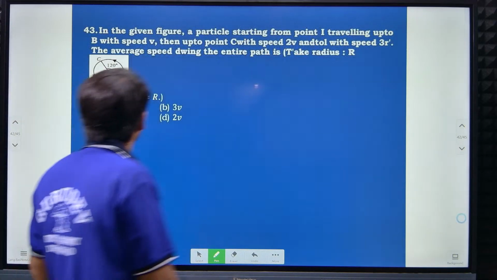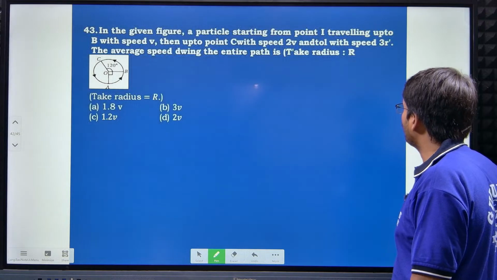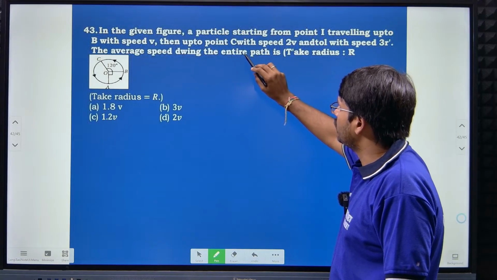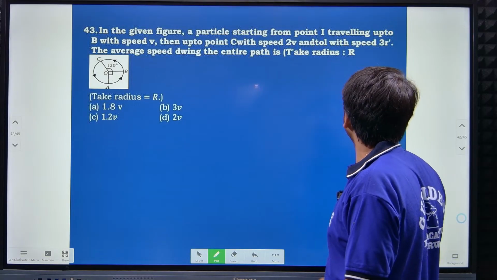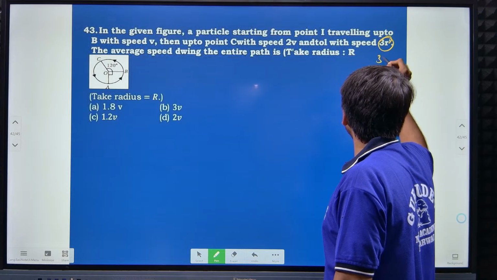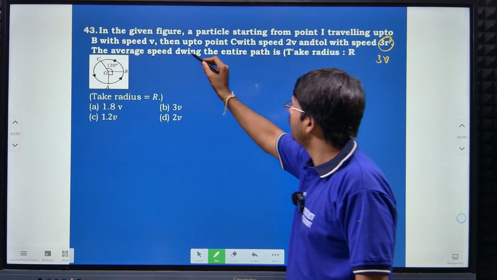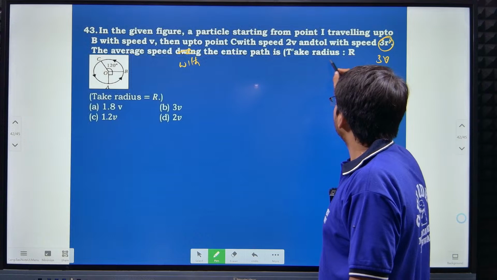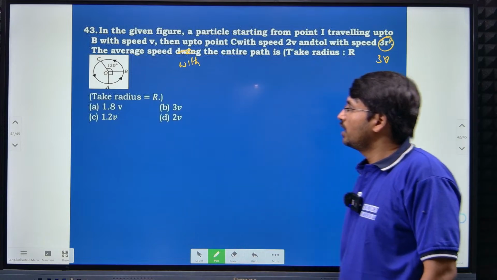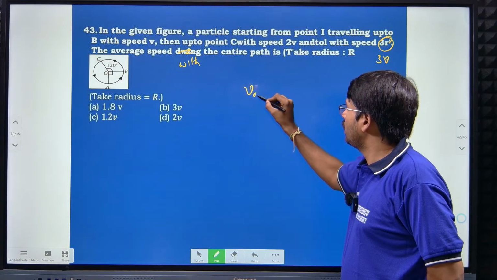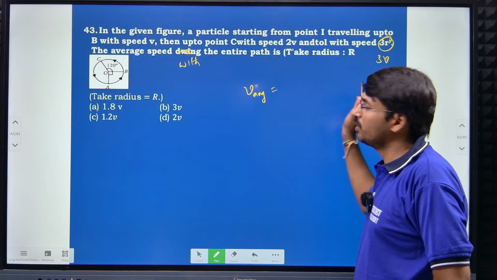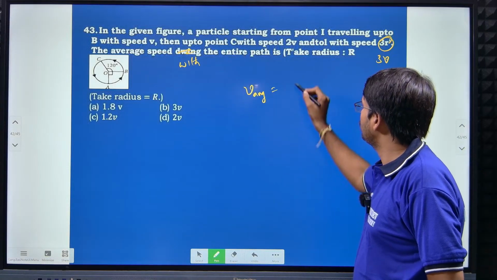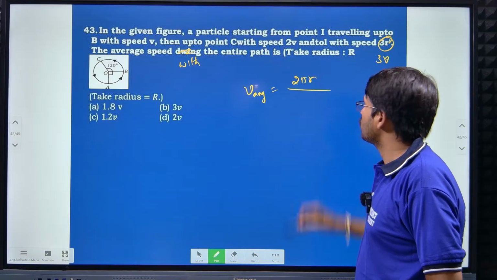Next, in the given figure, a particle starting from point A travels up to B with speed v, then up to point C with speed 2v, and then with speed 3v. Okay, make a change, so that is 3v. What is the average speed for the entire path? What is the equation for average speed? We know it is total distance traveled divided by total time. Total distance traveled is the circumference, 2 pi r, divided by the time taken.